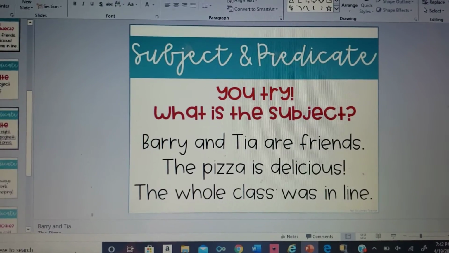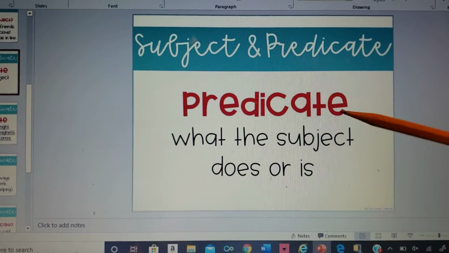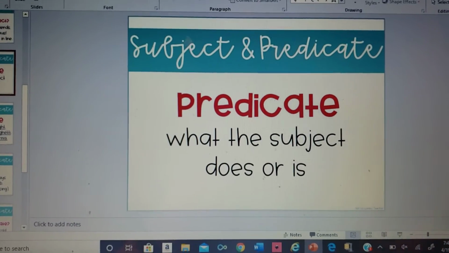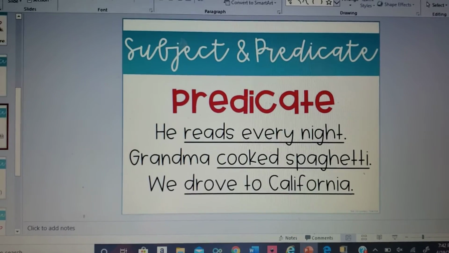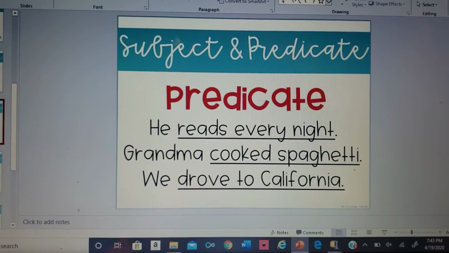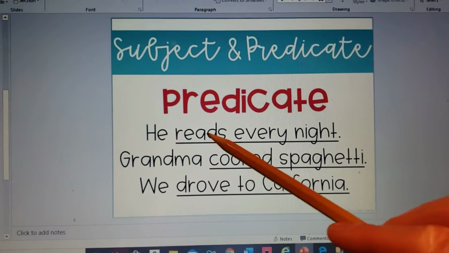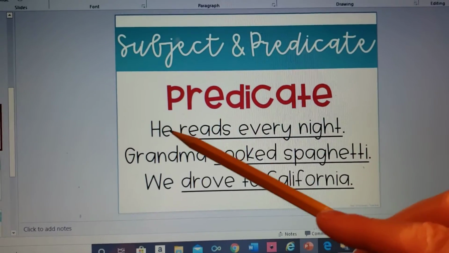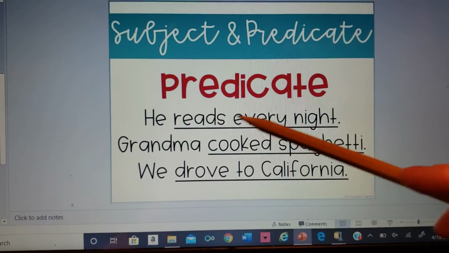All right, let's change my slide to predicates now. The predicate of the sentence tells what the subject does or what the subject is. All right, so who or what is doing something. We have to look at the predicates now and answer some questions because we were just answering questions about the subject. So he reads every night. The predicate tells what the subject is doing. The subject is he because that's our who. What is he doing? Reading every night.